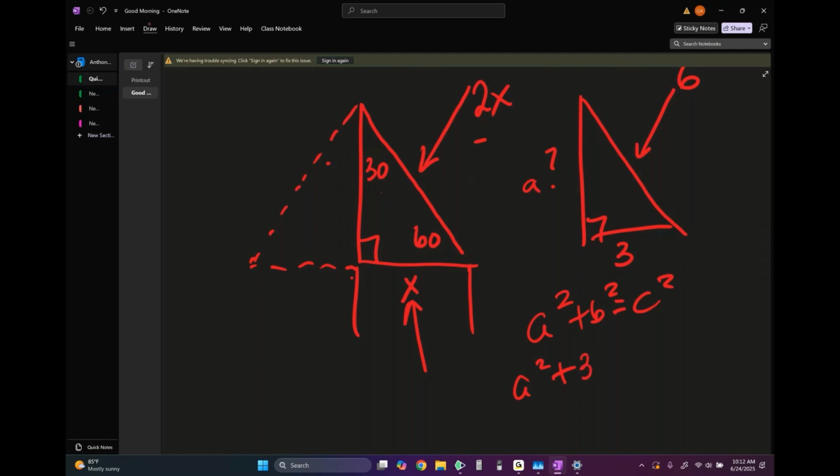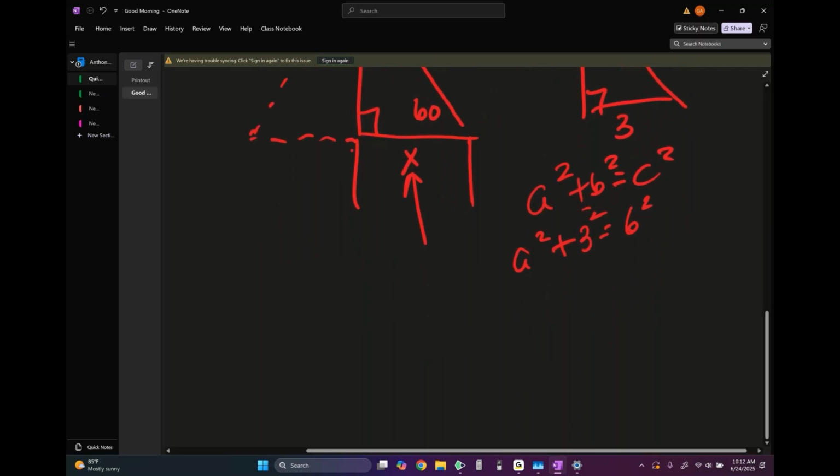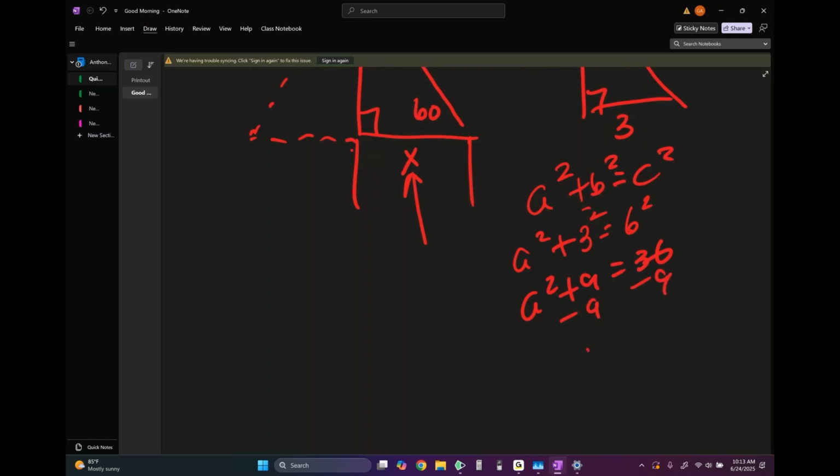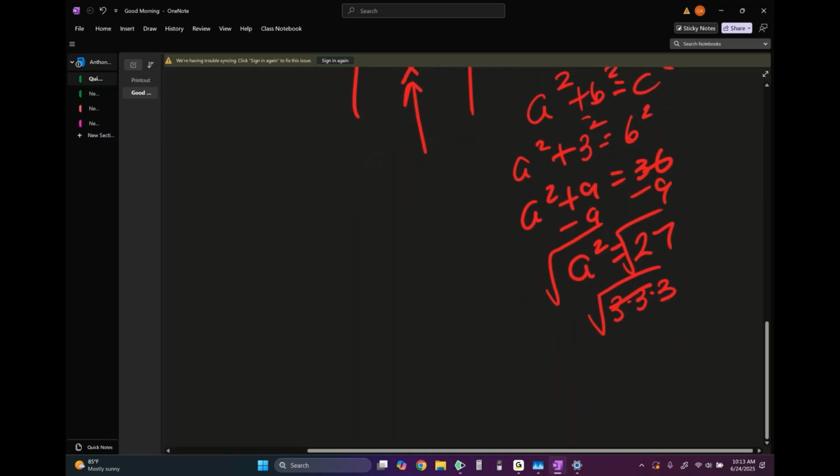3 squared, which is 9. I'm going to go a little bit slower than what you're doing. Is equal to 6 squared, right? So what do we get? We get a squared plus 9 is equal to 36. How do we solve for a? Subtract 9, right? a squared is equal to 27, and then you square root both sides, and you get a is equal to 3 root 3. So 27 is 3 times 3 times 3, right? And you take out a pair of 3's and you get 3 root 3.